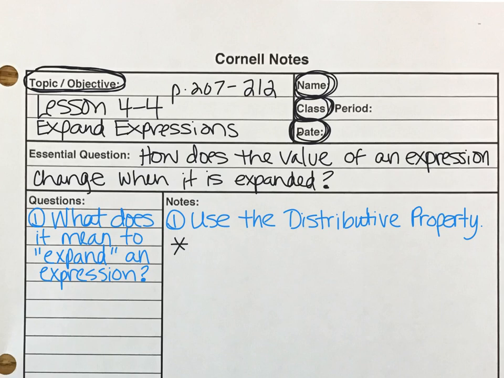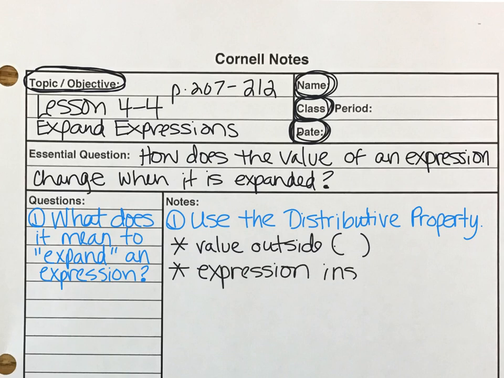In the distributive property, you have a number or a value outside a set of parentheses, and then you have an expression inside those same parentheses. And what it tells us to do is to multiply the value outside times each piece inside.